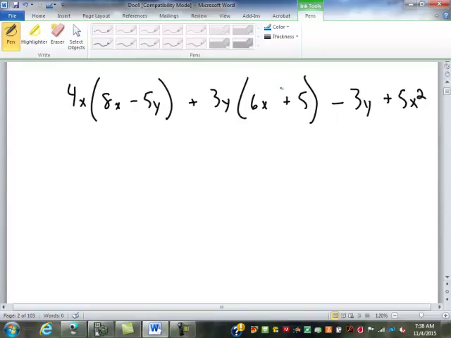Well, this is just the order of operations. So we have parentheses first. Is there anything we can do inside this set of parentheses? Say no. But there is something we can do to it. We can multiply by the 4x.